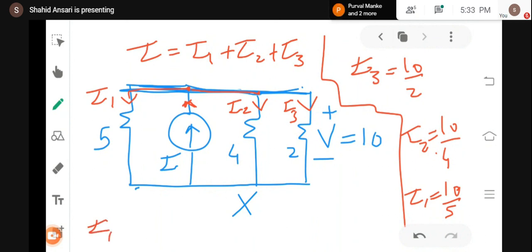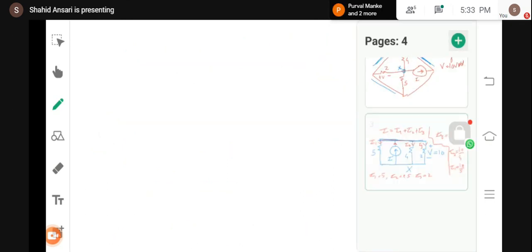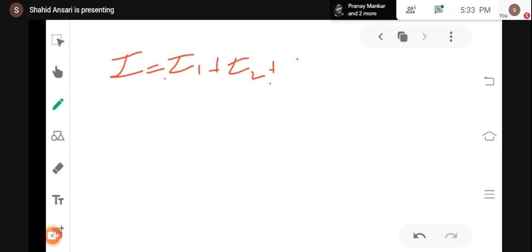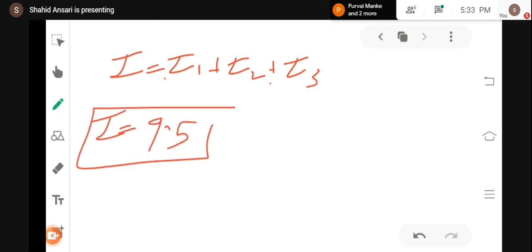So the value of I1 will be 10 by 2, this is 5. This is I2, 10 by 4, it will be 2.5. And I3, 10 by 5, it will be 2. Means your I is 9.5. Simple. This was a general numerical, not belonging to nodal analysis or mesh analysis or anything else.